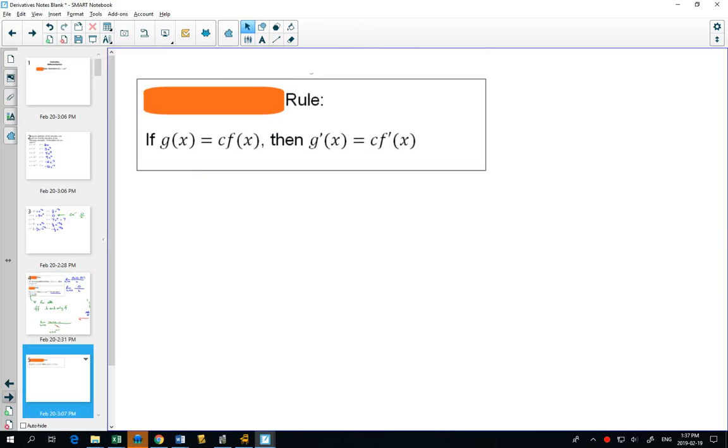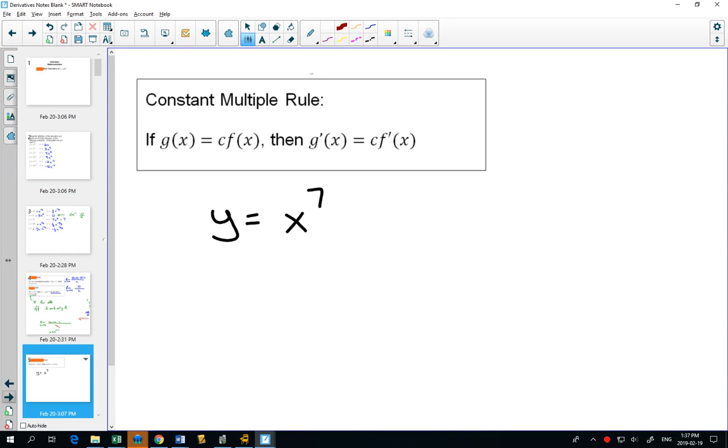And then we have our constant multiple rule, which is really just saying that if you have a number in front, you already know that number doesn't affect it. So for example, I talked about having x to the 7. The derivative, according to the power rule, is 7x to the 6th. So if I had 5x to the 7, what am I doing? I am just multiplying x to the 7 by 5, a constant. This is where the constant multiple rule comes into effect.